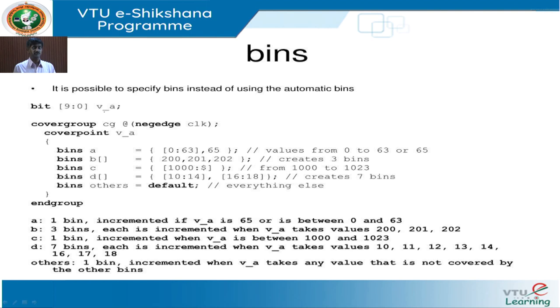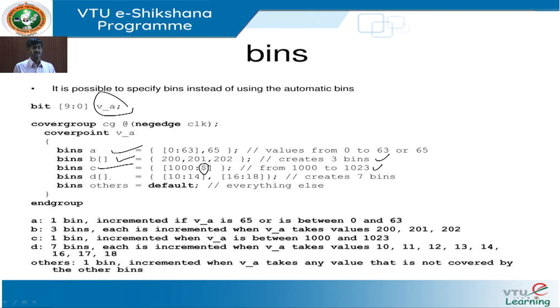Bit 9 to 0, so v_a. Covergroup cg, negative edge of the clock, coverpoint va. Bins a, 0 to 63, 65, the values from 0 to 63 or 65 will be considered. Bins b, 200, 201, 202 creates 3 bins. Bins c, 1000 to $, so 1000 to maximum, that is 1023.